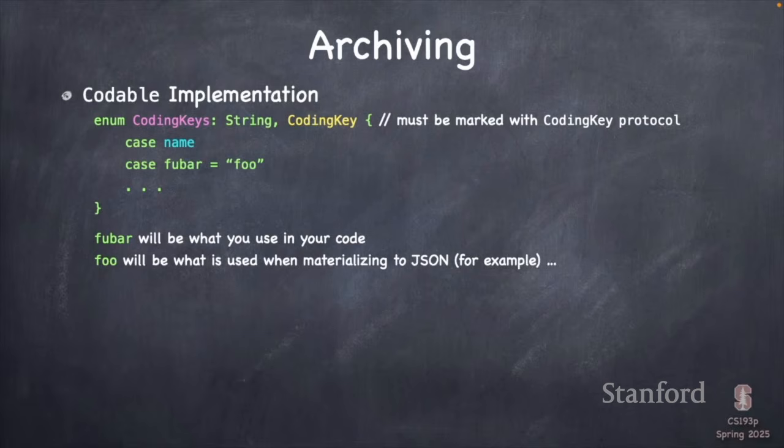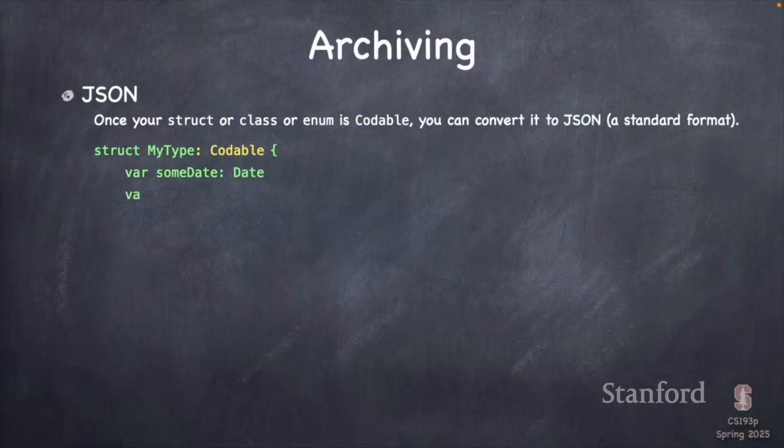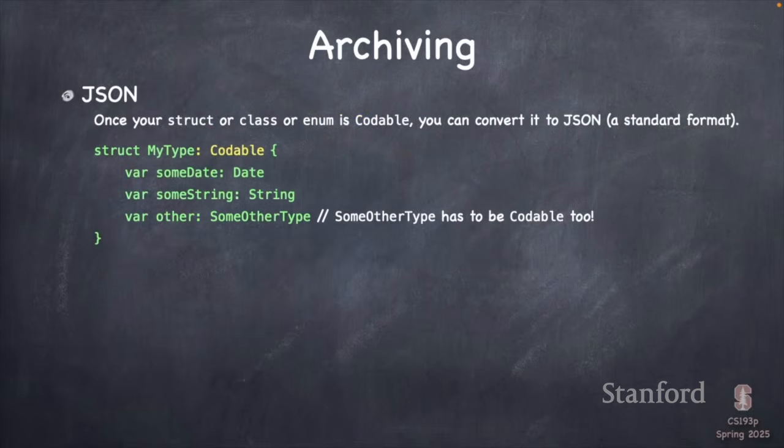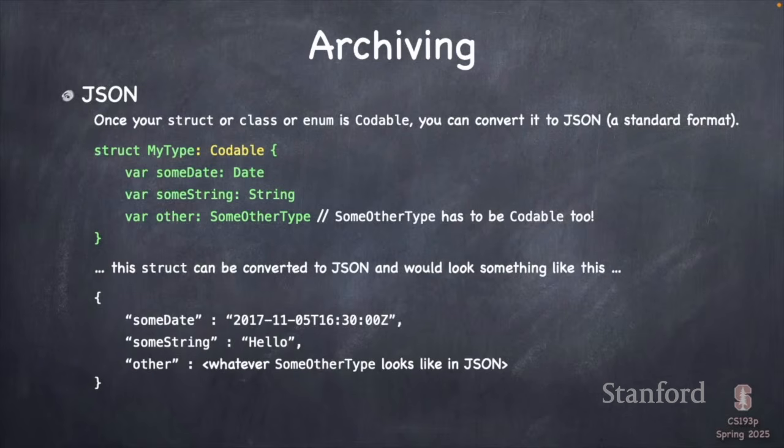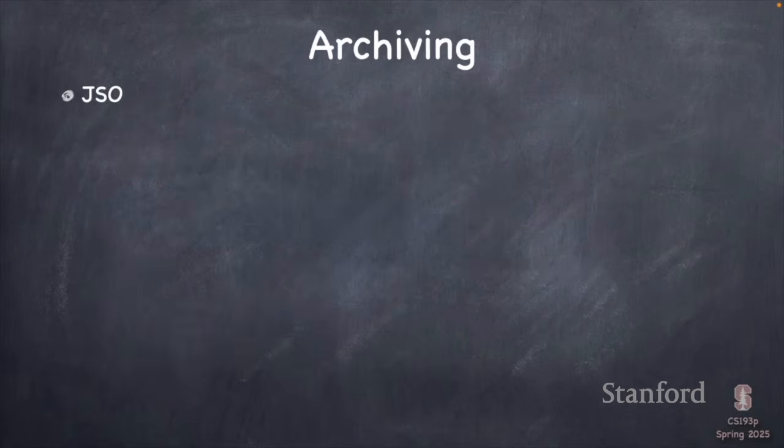And in fact, let's talk about JSON. We're running out of time here, but we're going to go real fast and finish the slides, and I'll do the demo afterwards. Here's a typical struct, MyType. I've made it Codable. It's got a Date and a String and then some other thing, which has got to be Codable as well. And this is what the JSON would look like. Raise your hand if you know what JSON is. You've seen JSON before. Okay, everybody, great. So it's generating that JSON. So what we want to be able to do is take any Codable struct and generate JSON from it.